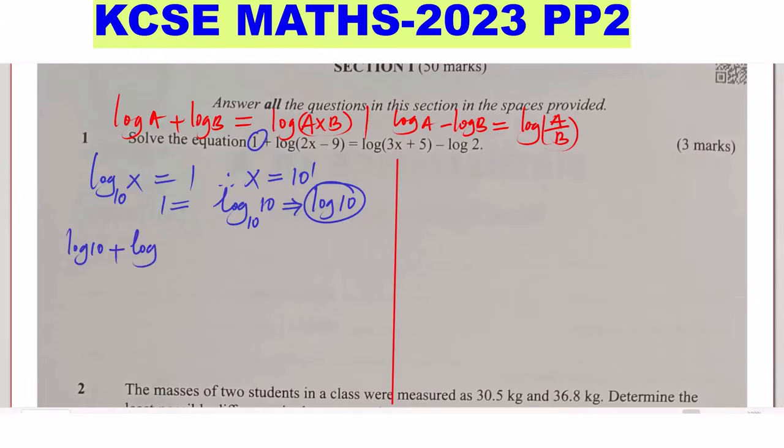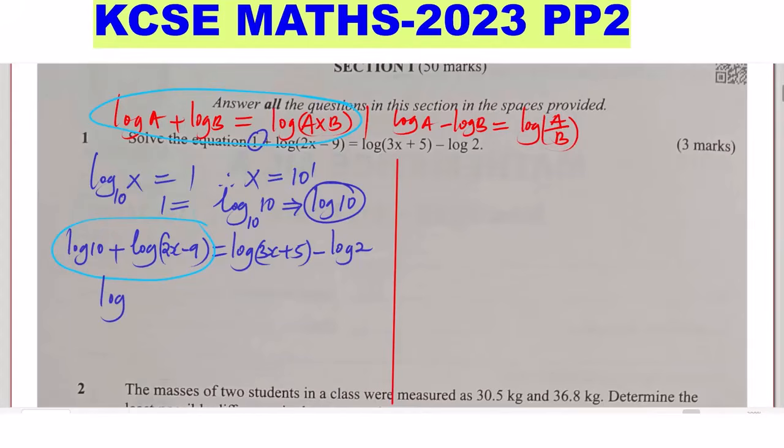Plus log(2x minus 9) is equal to log(3x plus 5) minus log 2. Look at the left hand side. On the left hand side, we're going to use this property. So for this one, use that property. Express both of them in the form of a singular log, and this will be log of 10 multiplied by (2x minus 9).